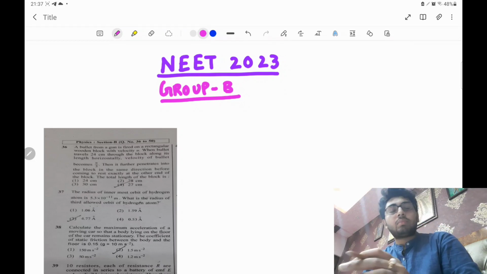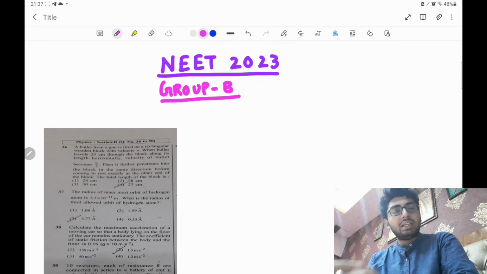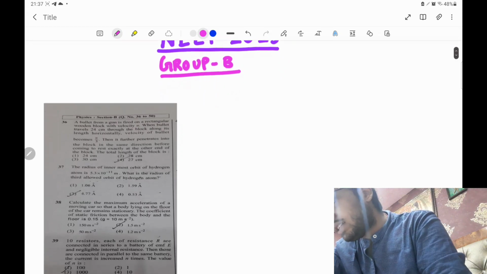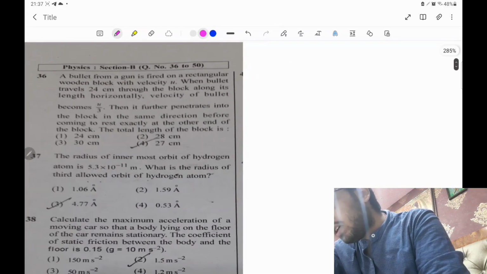Okay, so I thought that let's first complete the group B part, then I will complete the rest of the group A. So what is the next question? I'm zooming it, so just have a look.